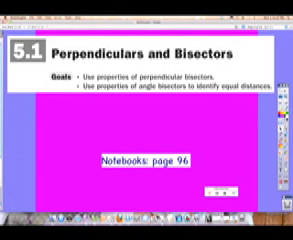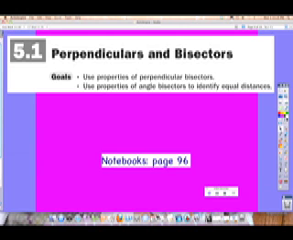Okay, here's Chapter 5, Section 1, perpendiculars and bisectors. First, before we go any further, with your arms, show me perpendicular. Let me see. With your mouth, shout out what kind of angles they create. Perfect, 90-degree angles, they're right angles. Okay, let's jump into it.